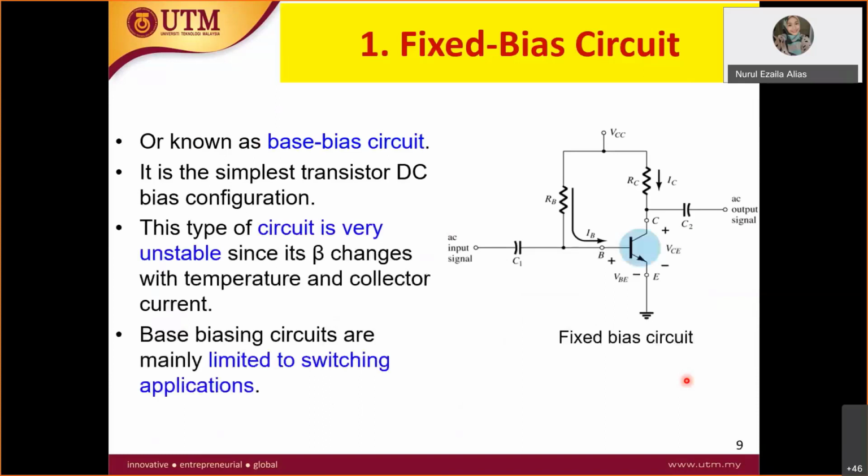Okay, so this is how it looks for the fixed bias circuit. Like I said, the emitter is ground. You have the base here, it has resistor RB, and you have voltage supply VCC, and also the VCE voltage. What happens to the two capacitors, C1 and C2? In DC analysis of the circuit, they will be open.